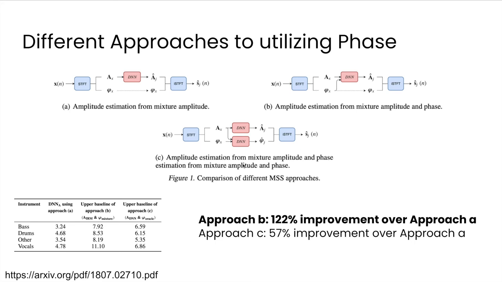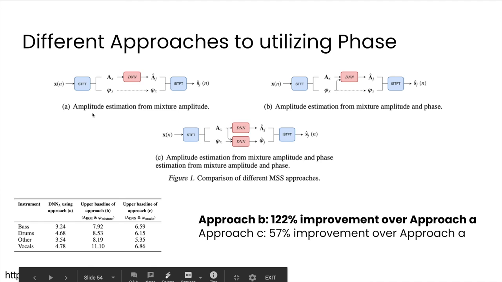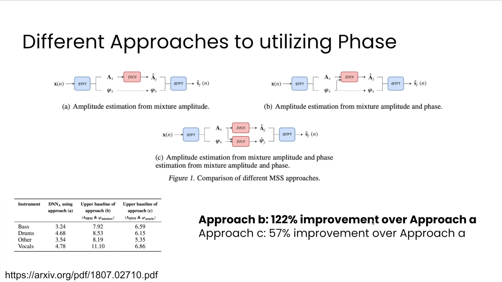The other category would be estimating the phase alongside estimating the magnitude. And this is what I thought of. This was my original thought that could be helpful, because how do you know that the phase is right, or that the phase isn't the reason why in our example it sounded kind of weird? And then the approach that they actually end up going with is using phase information to help the estimation of the right magnitude, and still using the input phase when calculating back to the time domain representation of the signal. So they found out that approach B has a 122% improvement over approach A, approach A being the simplest sort of Spleeter way of doing things, or from that blog that I read, and approach C only has a 57% improvement over approach A. So the bottleneck really is on the magnitude estimation anyways, and the phase is for now pretty okay.